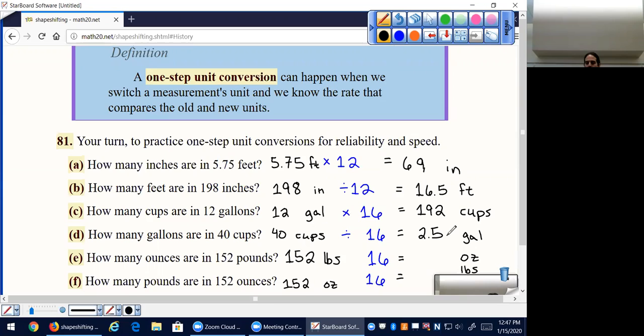Okay, C, which was the bigger one, the pounds or the ounces? Pounds. Pounds is bigger. So we're going from bigger to smaller, so multiply, and it's 234. 234? I have to get that right. 152 times 16 is 2,432. Yeah, I said it short. Sorry. So the next one's divide. We're going from a small thing to a bigger thing, so we're dividing.